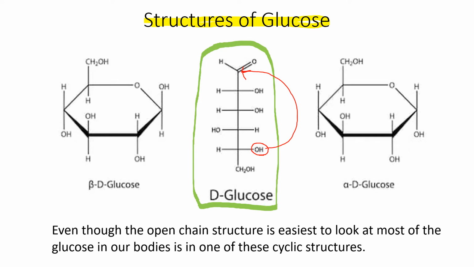There are 2 different ways, 2 different twists, 2 different directions that can happen. And that's what you see on the left-hand side and the right-hand side: these different cyclic structures of glucose based upon how that reaction actually happens. Even though we are used to looking at the open chain structure, it's the easiest one to pick things out. Most of the glucose in our body is in one of these cyclic structures. Probably about 99% is in one of these 2 cyclic structures, either on the left or the right. Less than 1% is in the open chain form you see in the middle.